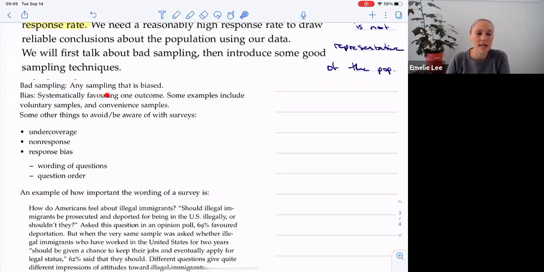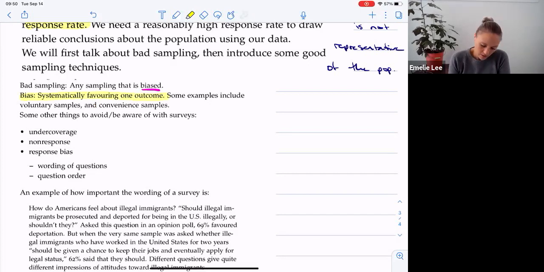So bad sampling is any sampling that's biased. Now, of course, we have to think about the definition of bias. But biased is probably a word that you've used in life, potentially, maybe not, I don't know. So we have an idea of what it means, right? But bias, by definition, is systematically favoring one outcome, right? And so that would be bias, right? Where we're trying to get a certain outcome. That's not what we want to do, right? And so there are a couple of examples here, but I'll highlight the definition here, right?